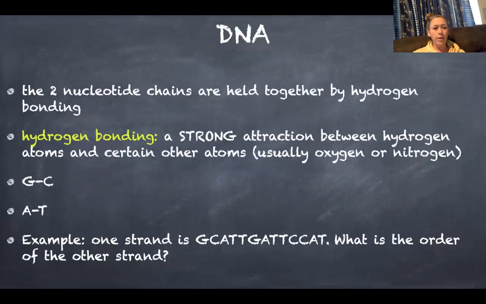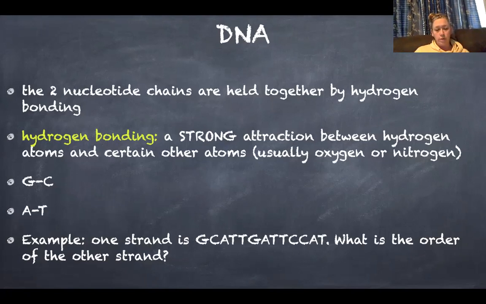GCAT. Okay. So the 2 nucleotide chains are held together by hydrogen bonds. So hydrogen bonds hold those things together. It's a strong attraction between the hydrogen atoms and certain other atoms, usually oxygen or nitrogen. Okay, and like we talked about, G always hydrogen bonds with C, and A always goes with T.